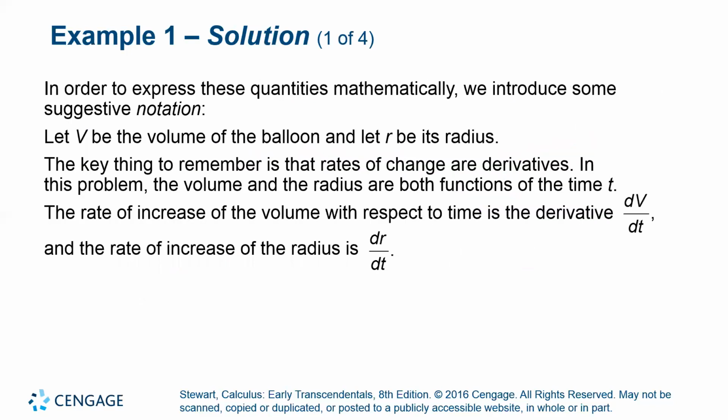Now, in order to express these quantities mathematically, we introduce some suggestive notations. V represents the volume, and r represents the radius. The key thing to remember is that rates of change are derivatives. So when you say how fast, we're dealing with derivatives. In this problem, the volume and the radius are both functions of time, and the rate of increase of the volume we write as dV/dt, and the rate of increase of the radius is dr/dt.